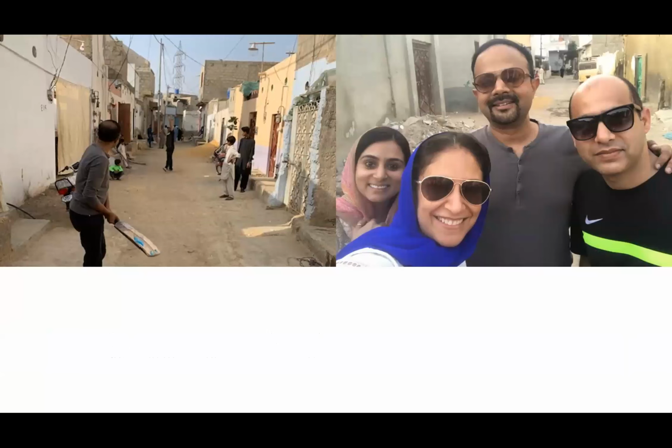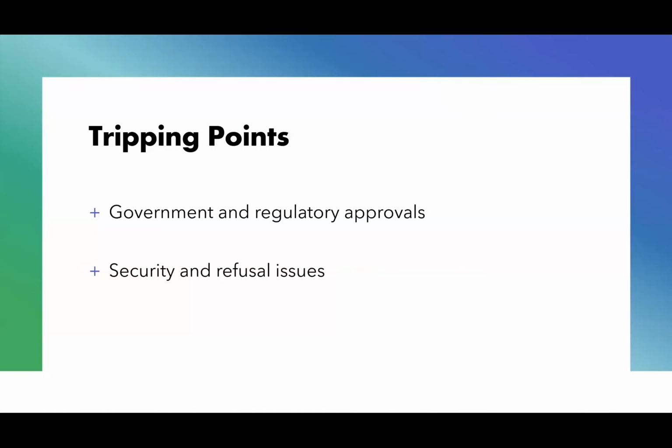And I myself, my team, Dr. J, and other members went into the community and piloted the survey, and then validated it, and then we sent our field staff to complete the survey. During this survey, we had some tipping points, especially some government and regulatory approvals, so it got delayed. And in a few areas of the districts, we found that there were some security issues and some refusal issues as well.